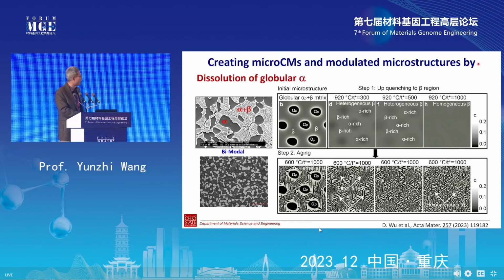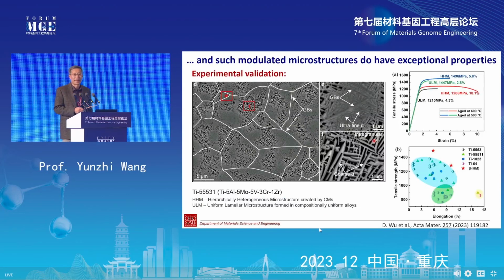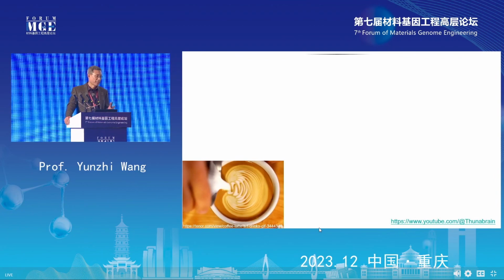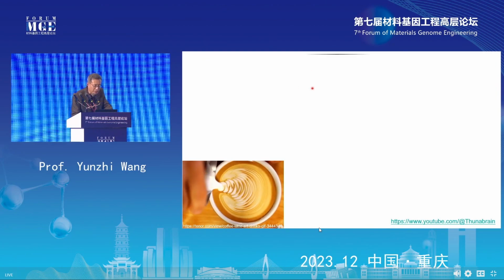So in this case, you can have coarse and fine microstructures. We did the experiment, and we found that you do have a mixture of fine and coarse alpha precipitate microstructures. And if you look at the properties, compared to uniform, this heterogeneous hierarchical precipitate microstructure does show a big increase in the ductility, and also an increase in the strength rather than sacrificing the strength.